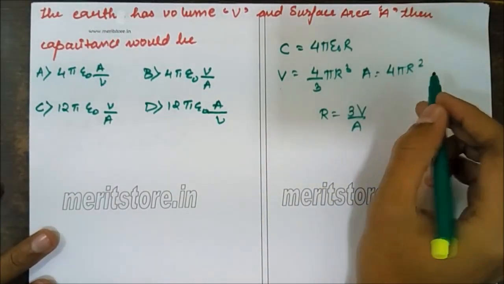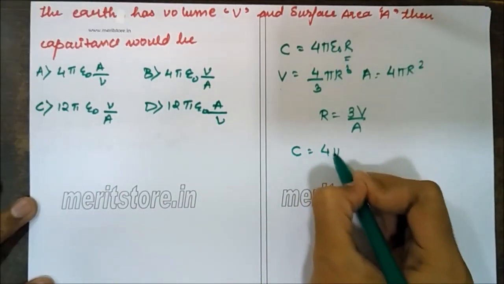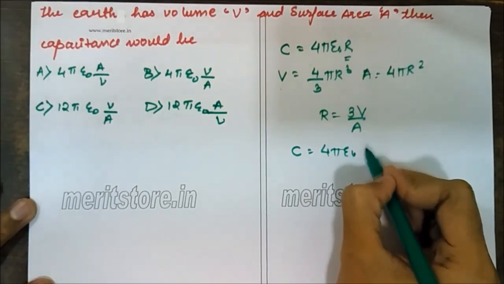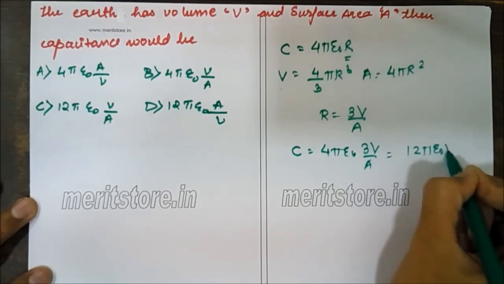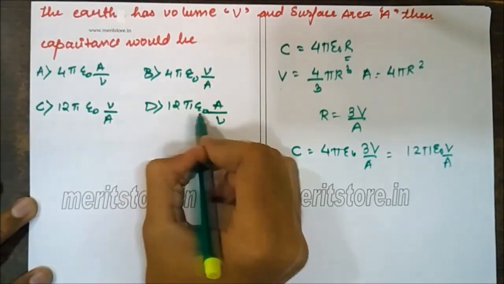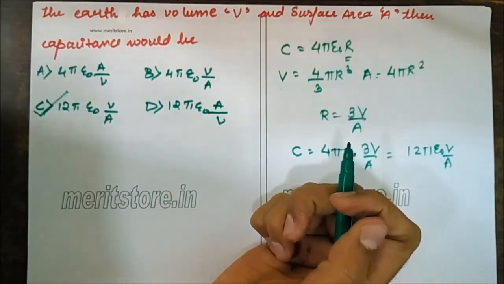So C is equal to, substituting R over here, 4 pi epsilon naught times 3V upon A. That is nothing but 12 pi epsilon naught V upon A. So 12 pi epsilon naught V by A is option number C. That is the correct option.